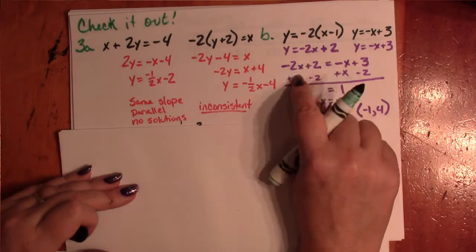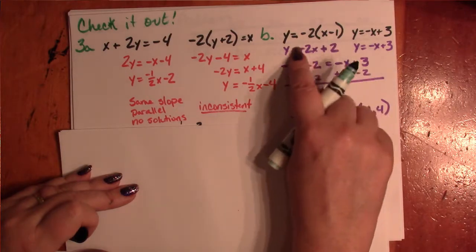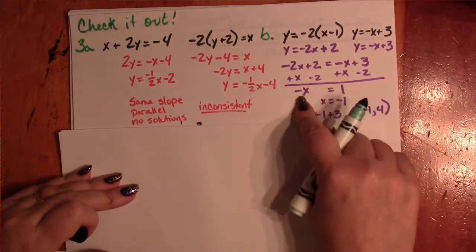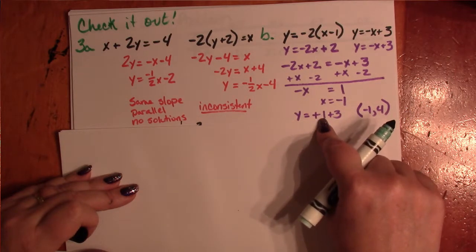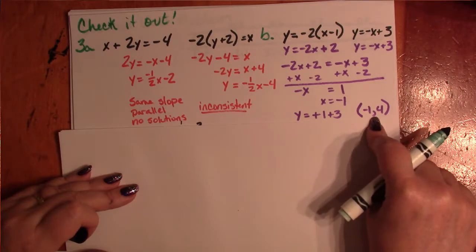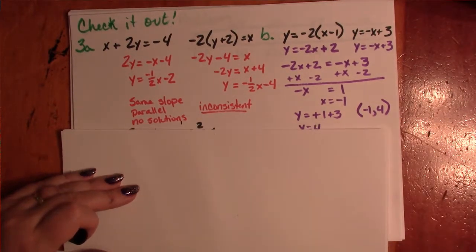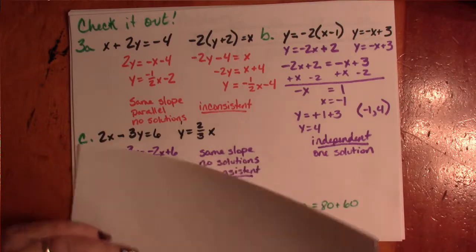With b, I have two different slopes, which makes these different lines. So I've set this half equal to this half, and I have solved x as negative 1, and when I plug x in as negative 1, I get y equals 4, which gives me 1 point, which means this is an independent system with only one solution.